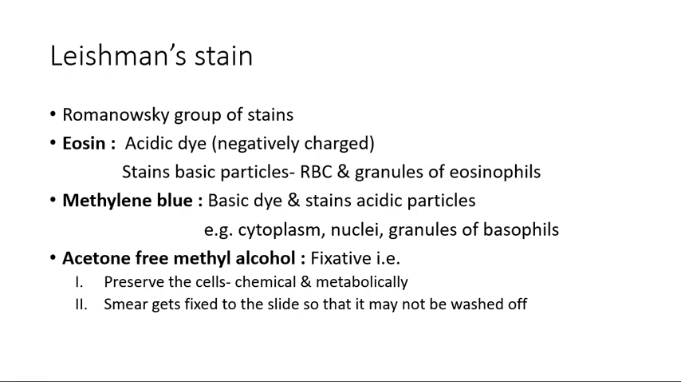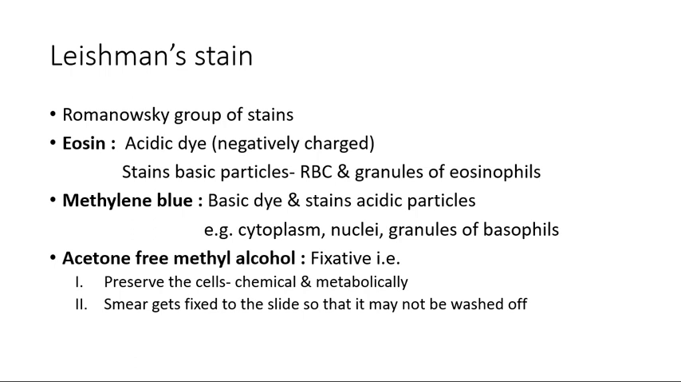So let's talk about the composition of Leishman stain. Guys, whenever you read any type of stain, you should know why it is composed of these parts. The function of every component you should know. Leishman stain is composed of eosin dye, methylene blue dye and acetone free methyl alcohol. What is eosin? Eosin is the acidic dye which is negatively charged and it stains the basic particles, which are RBCs and granules of eosinophils. On the other hand, methylene blue is a basic dye, so it will be staining acidic particles. In the cell these are the cytoplasm, nuclei and granules of basophils.